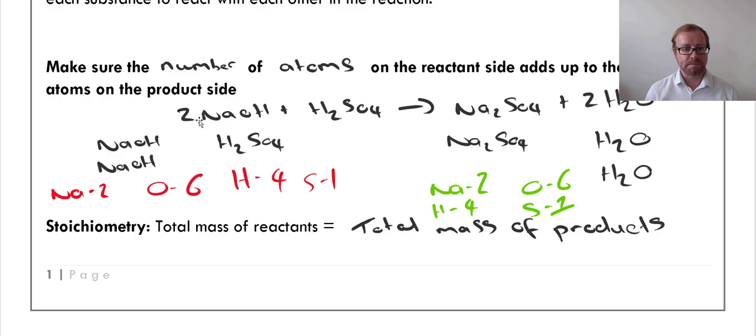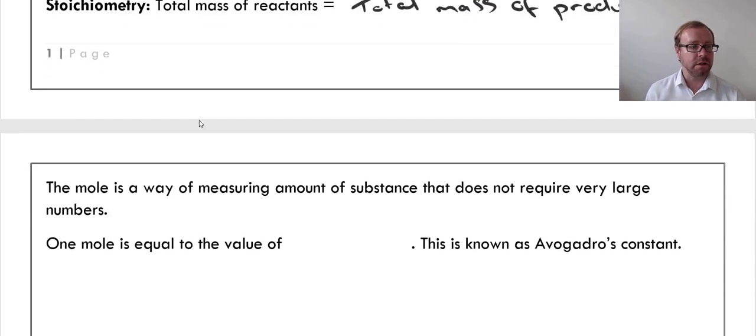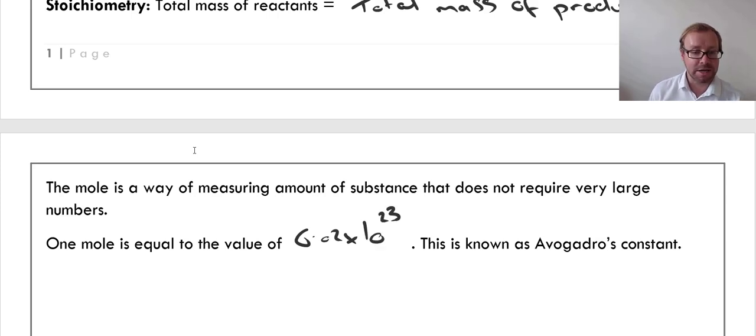Okay, so let's talk about the mole. So the mole is a way of measuring amount of substance that does not require very large numbers, which is important. And we can say that 1 mole is equal to the value of 6.02 times 10 to the 23, which obviously is a massive number. This is known as Avogadro's constant.